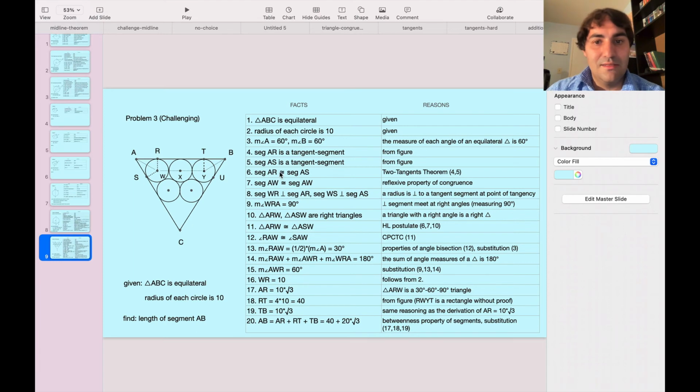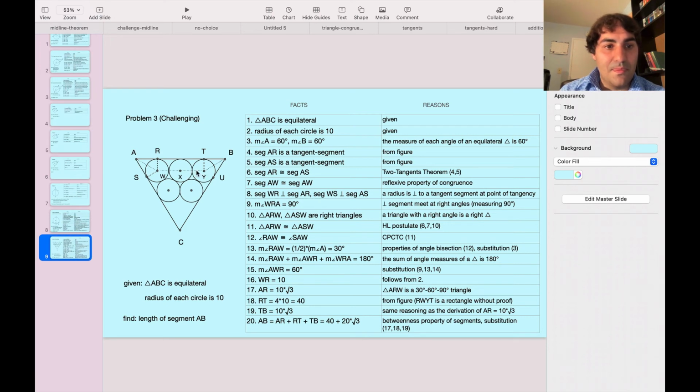So let's write down what we know. We know this is an equilateral triangle, so the measure of angle A is going to be 60 degrees, and the measure of angle B is going to be 60 degrees, because the measure of each angle of an equilateral triangle is 60 degrees. If you look, segment AR is a tangent segment, and segment AS is a tangent segment. We saw in an earlier video the two tangents theorem. So segment AR is congruent to segment AS.